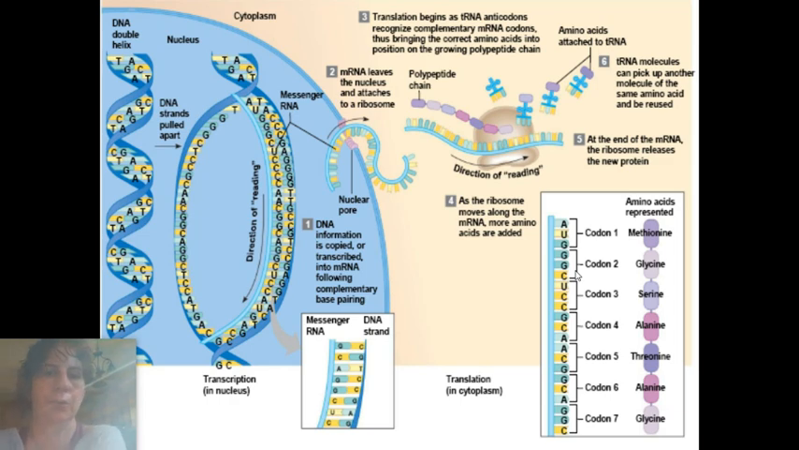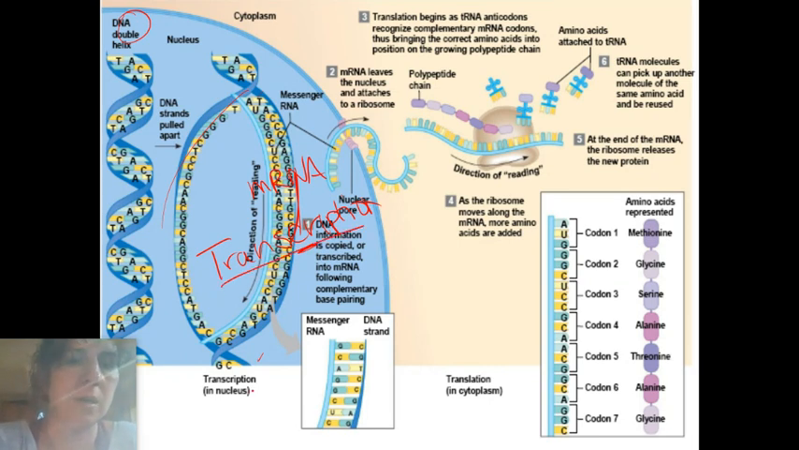All right, so in summary, here's my DNA. DNA opens up, only one side is used, so in this case it's this side that's being used. You make a messenger RNA. That whole thing's called transcription. By the way, if you're trying to remember what comes first and what comes second, C in transcription comes before L in translation, right? It's just one way to do that. Transcription occurs in the nucleus because that's where DNA is found.